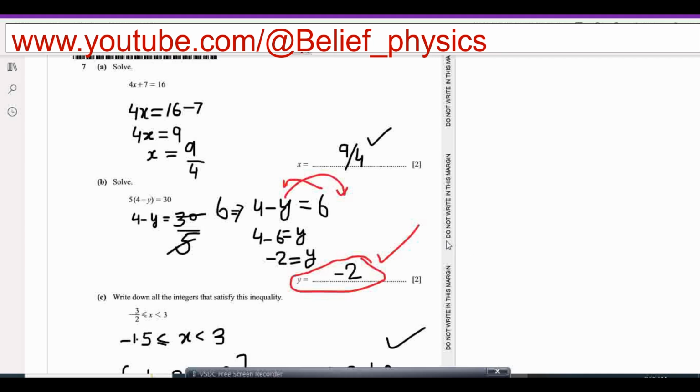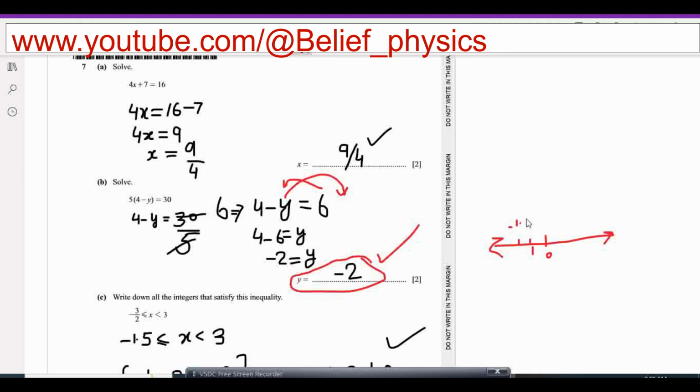Next is, write down all the integers that satisfy this inequality: minus 3 over 2 is less than or equal to x, x is less than 3. So minus 3 over 2 is actually minus 1.5, which is less than or equal to x, x is less than 3. If I draw a number line like that, this is 0, this is 1, and somewhere here, let's suppose this is minus 1.5.